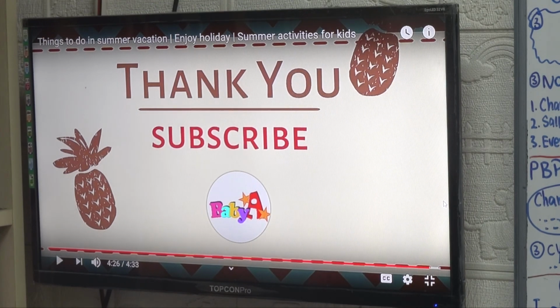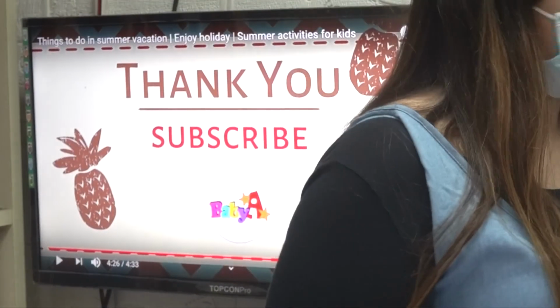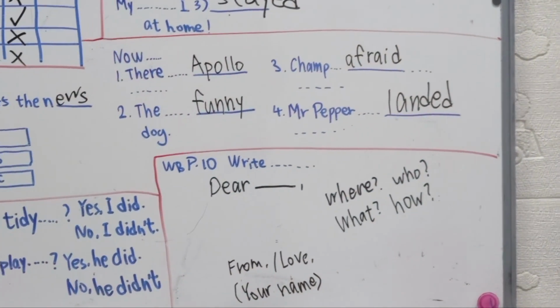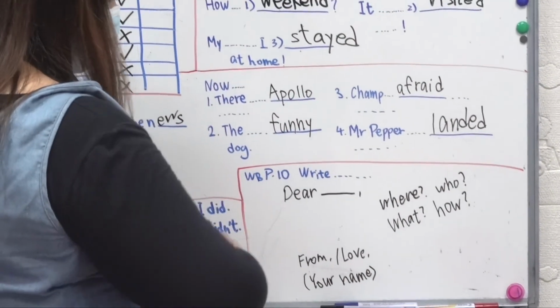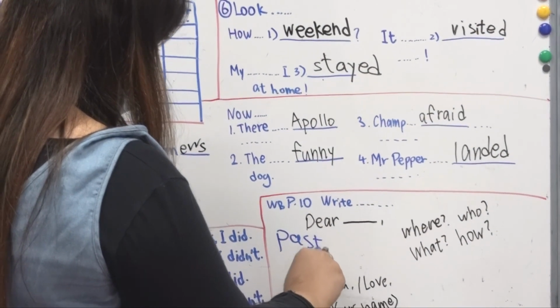Alright, so everybody, I hope you can get a little bit of ideas on what to do in summer. What did you do this summer holiday? So let's suppose your summer holiday has passed, alright? So you have to use past tense, remember? Very important point to be noted.